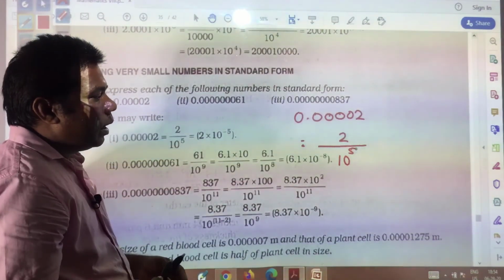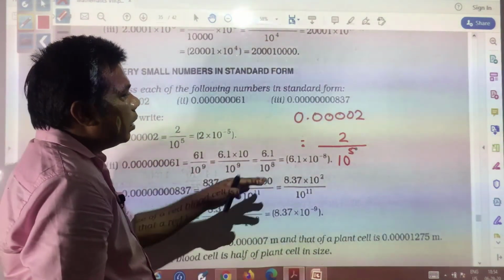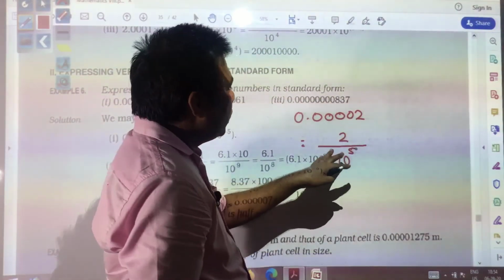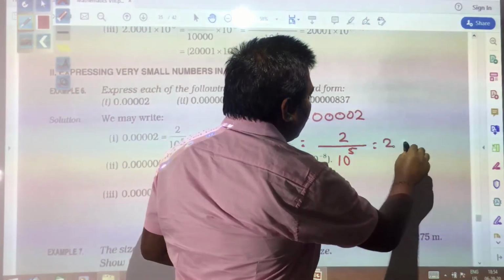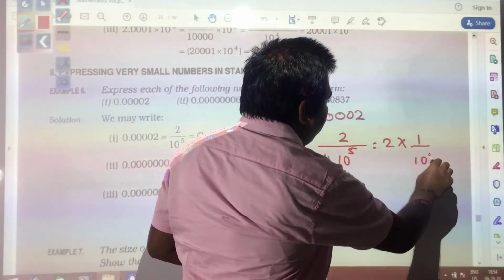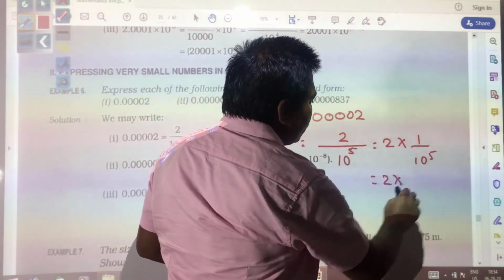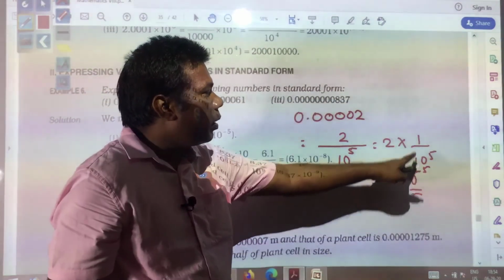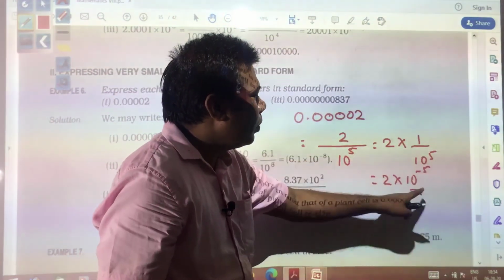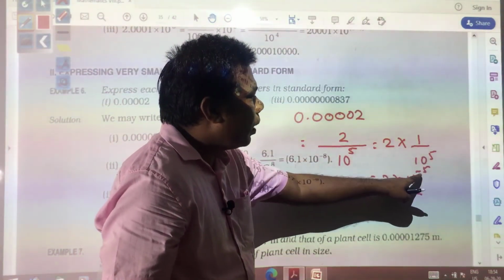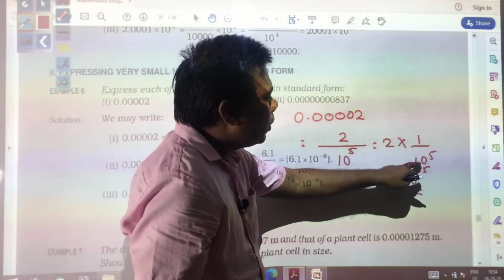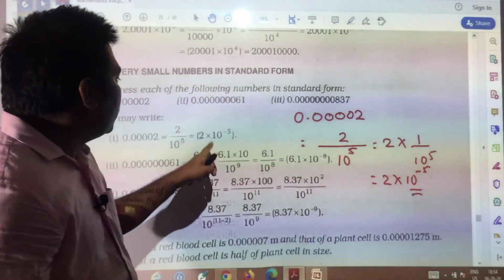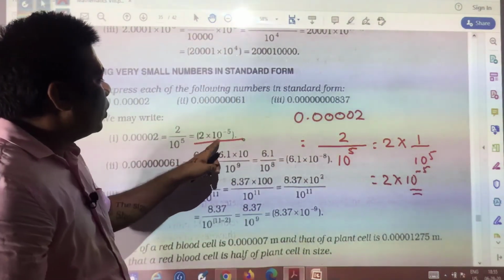Now, you have done in previous classes reciprocal or multiplicative inverse. So, this is actually what? 2 into 1 by 10 to the power 5. So, this can be written as 2 into 10 to the power minus 5. 1 by 10 to the power 5 can be written as 10 to the power minus 5. So, you got this 2 into 10 to the power minus 5.